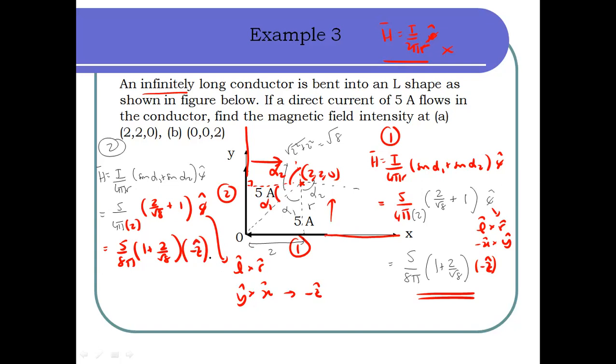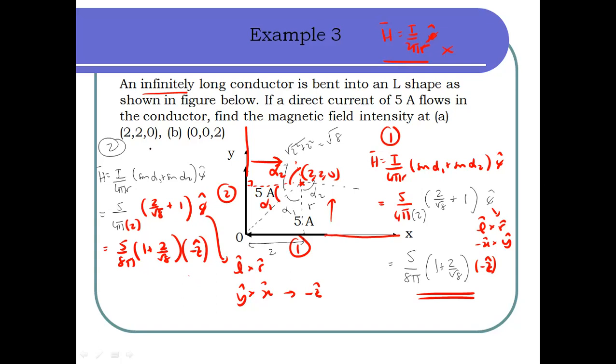Basically, the terms for the H field for site number 2 are similar to the terms of the H field due to site number 1. So to find the H field at 2, 2, 0, we just add them together. That would be the total H field produced by this filament current of infinite length, but not in a straight line. It has been bent at the origin.